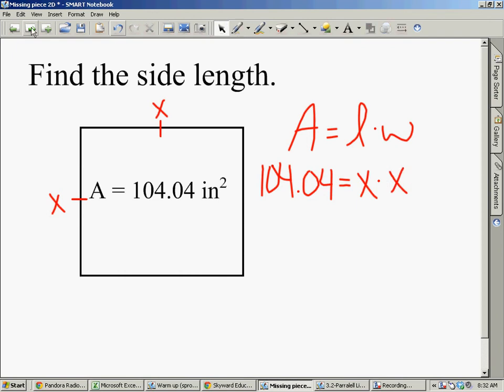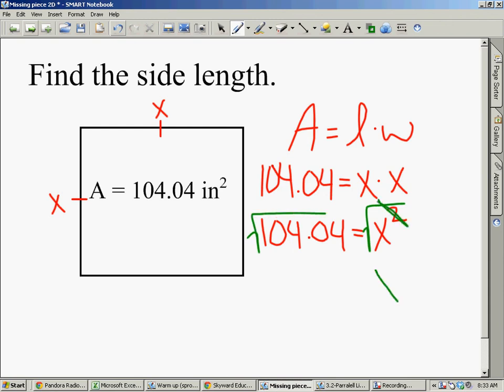Simplify my problem a little here. I have 104.04 equals x times x, which gives me x squared. Okay, now I'm trying to find x because I'm trying to figure out how long this side is. So I need to undo this square. The opposite of squaring something is the square root. So I'm going to do that to both sides. Those guys cancel, leaving me with just the x. And I need to take the square root of 104.04, and I get 10.2.